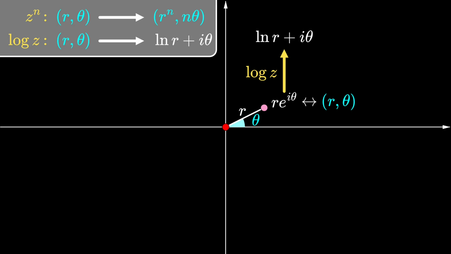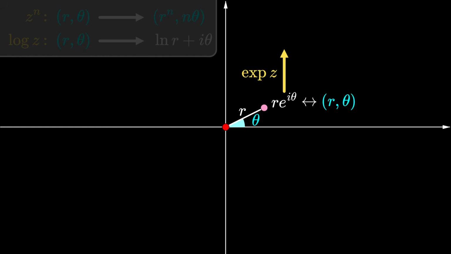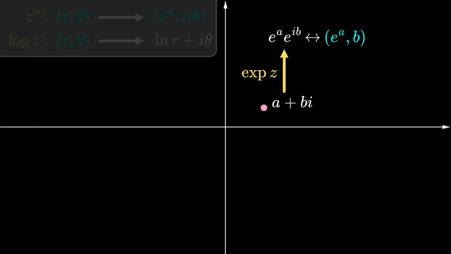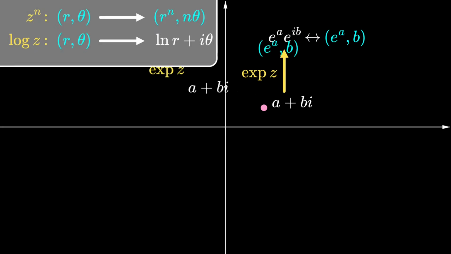The final function we need is the exponential itself. However, starting from the polar form isn't too convenient, so we start from the plain old a plus bi. The exponential function gives e^a times e^(ib). The output is already in polar form, and the polar coordinates are (e^a, b). Again, we push this aside for a bit.